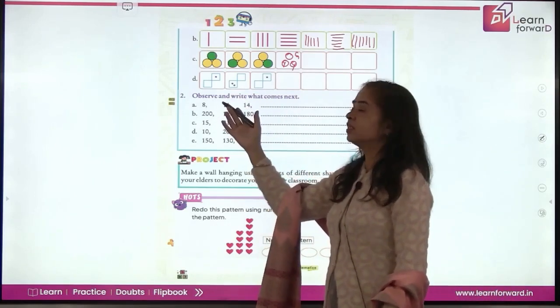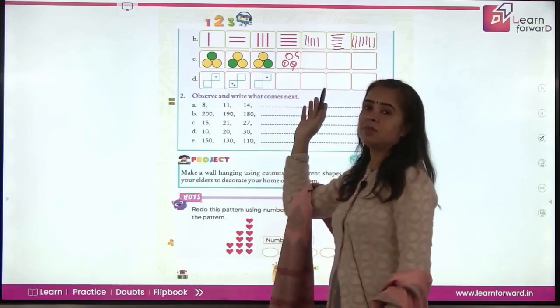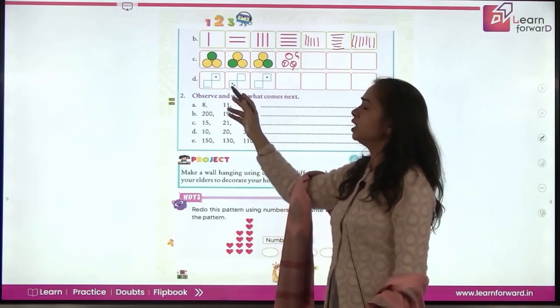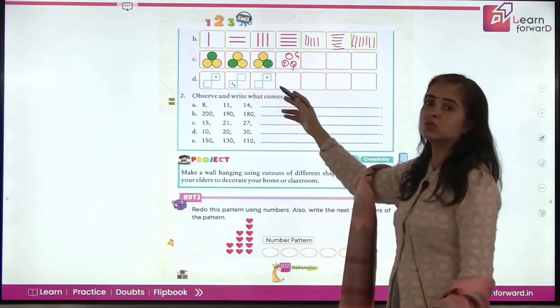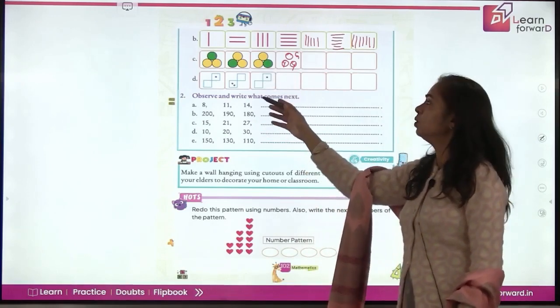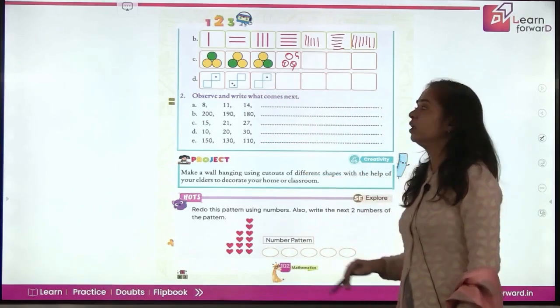Now looking at this pattern, the shape is same, but then number is 1, then below 2. Then again at the top it goes 1, next will be 2 below. So this way it will be repeating.